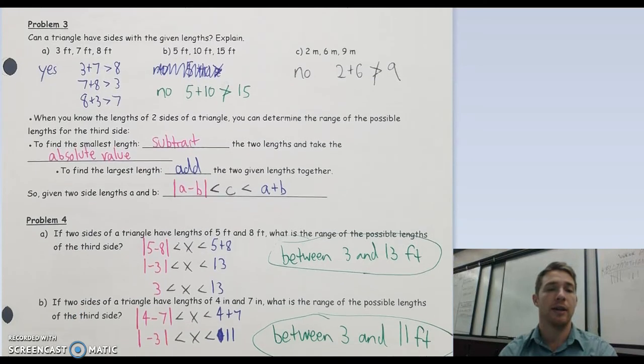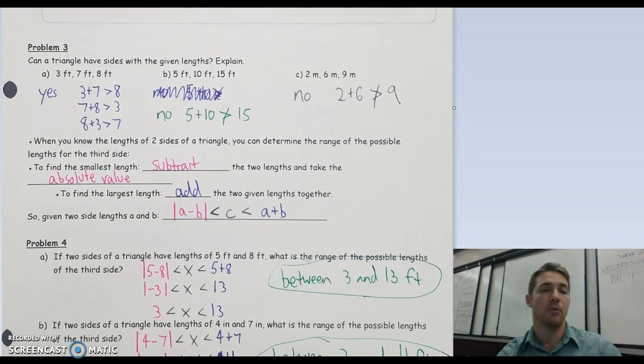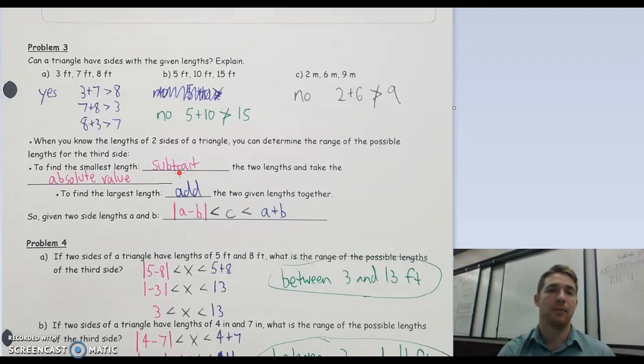When I do know the lengths of 2 sides of a triangle, I can determine the range of possible lengths for that third side. So to find the smallest length, what we're going to do is subtract the 2 and take the absolute value. It's basically finding the difference between those 2 lengths. To find the largest possible length, we're going to add those 2 given lengths together.